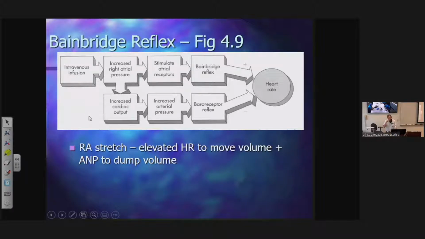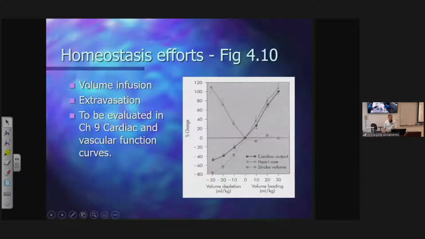It's the right atrium managing your heart rate all by itself. These are homeostasis efforts, meaning the body's trying to get itself into the happy place of, here it says, percent change of vascular volume. If you lose volume, then your heart rate has to go up. If you have high volume, then things all have to balance out. So this is just a slide showing that the body needs to be balanced. We'll get into this in the cardiac output chapter a lot more with two graphs called the vascular and cardiac function curves. So I'm not going to spend a lot of time with that.